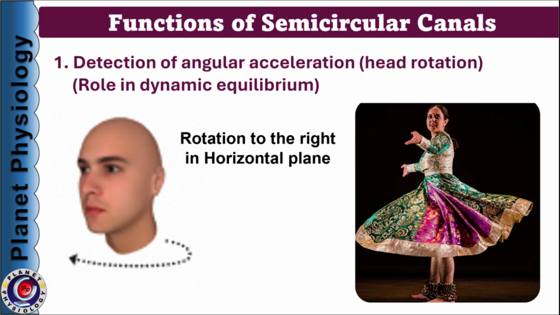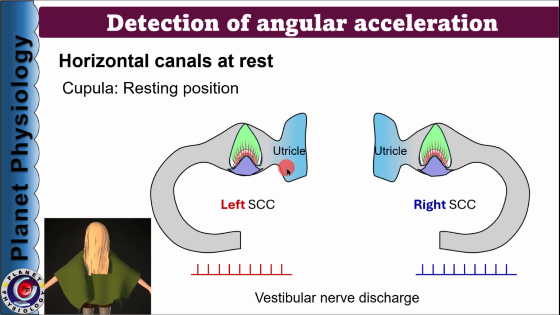Let's take the case of a person turning head to the right in horizontal plane, the job of horizontal canals. This is the diagrammatic representation of horizontal canals in resting position. The cupulas of both the canals are oriented vertically and kinocilia of their hair cells are facing towards the utricle. At this point, vestibular nerves on both the sides are firing at the baseline rate as shown in the lower part of the picture.